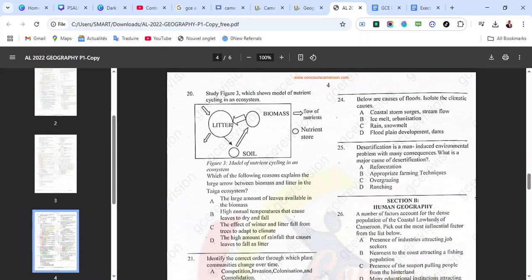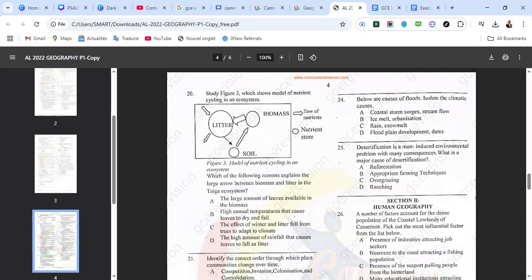Study Figure 3, which shows a model of nutrient cycling in an ecosystem. Which of the following reasons explain the large arrow between biomass and litter in the taiga ecosystem? Correct answer for 20 is C, which is the effect of winter and litter fall from trees to adapt to climate.